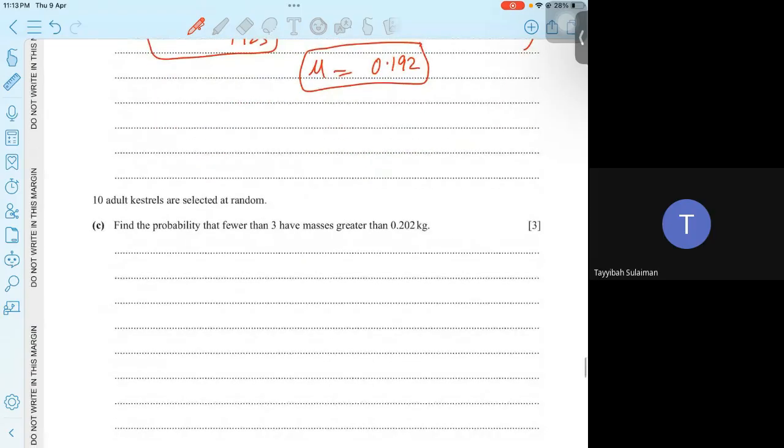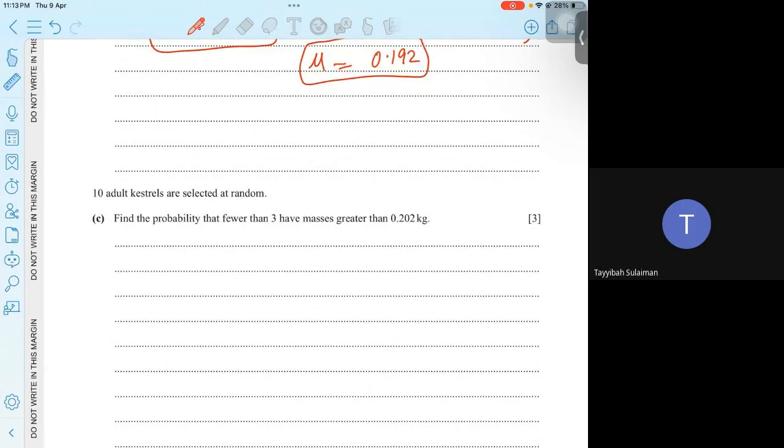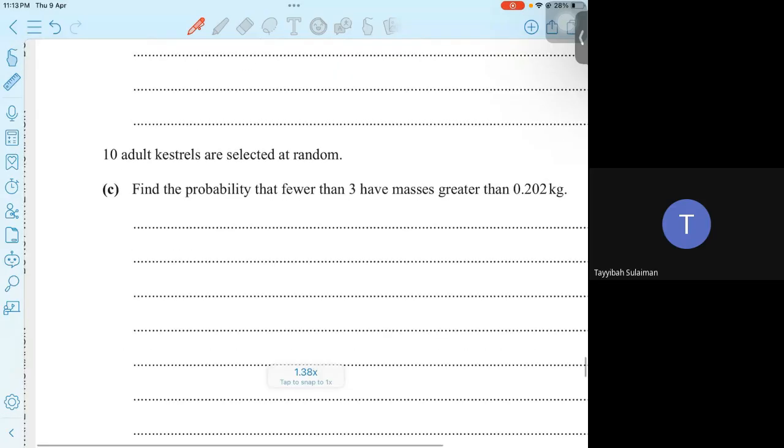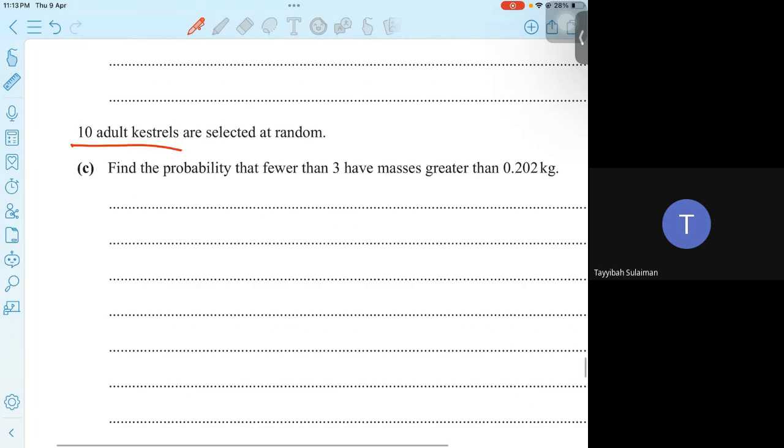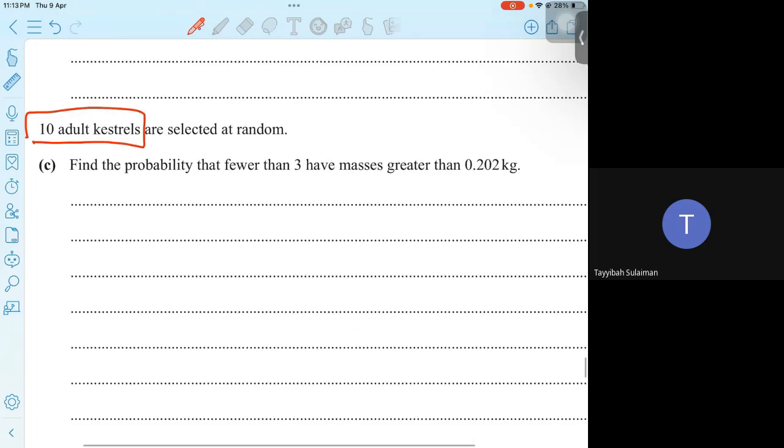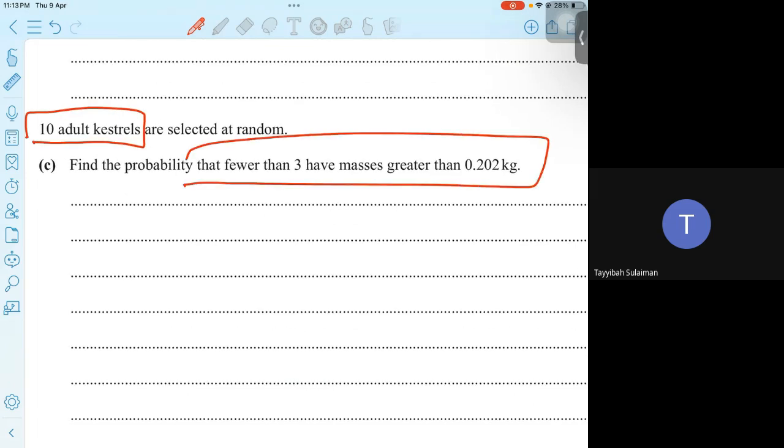Okay. Now the last question says 10 adult castles are selected at random. Find the probability that fewer than 3 have masses greater than. So this is again an old concept where we have a number of different events and we have to see that among those we have a specified number of successes, right? So n is 10 and they're basically asking for x less than 3, right? Which chapter is this? It is binomial distribution.